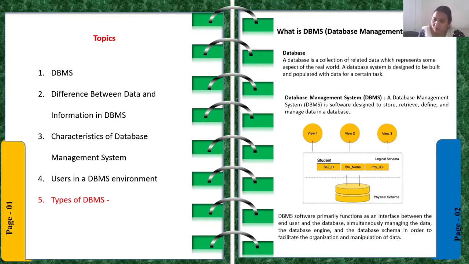DBMS is actually software whose primary function is to act as an interface between the end user and the database. The database is where we store whatever data is collected from the end user. It simultaneously manages the data, the database engine and the database schema in order to facilitate the organization and manipulation of data. So not only storing and retrieving according to our requirement, we can also change the data. It is very easy and very portable. You can manipulate your data according to your requirement whenever you need.